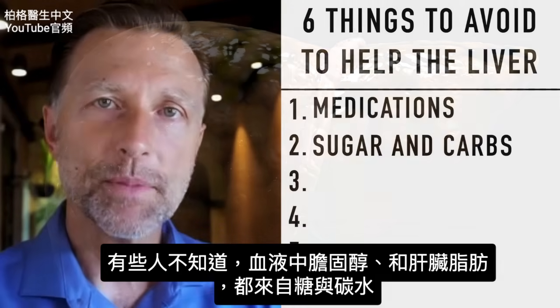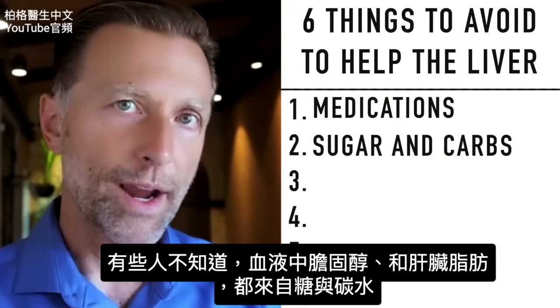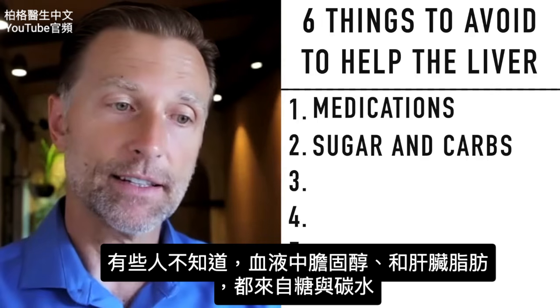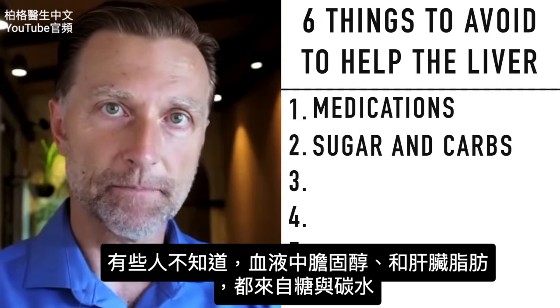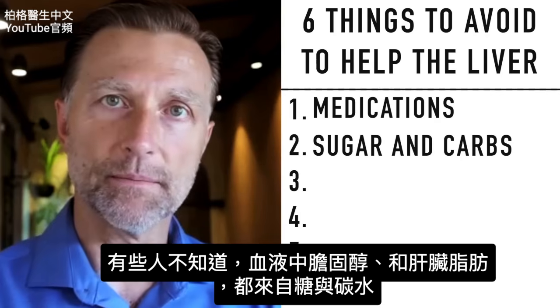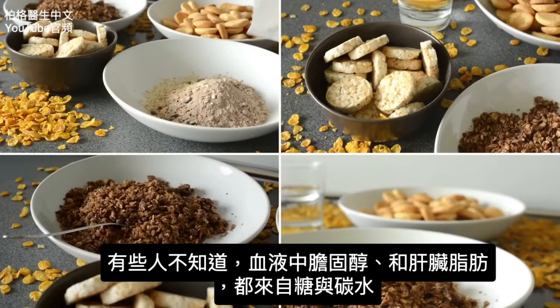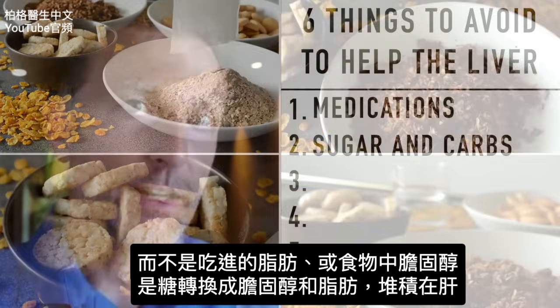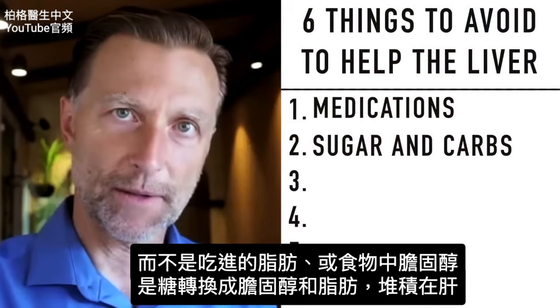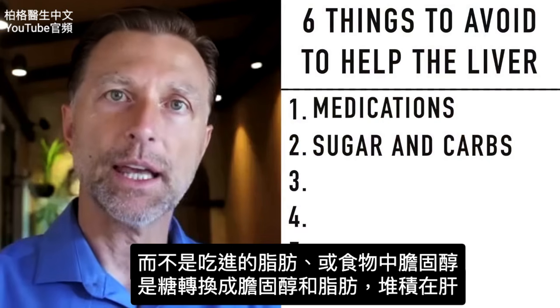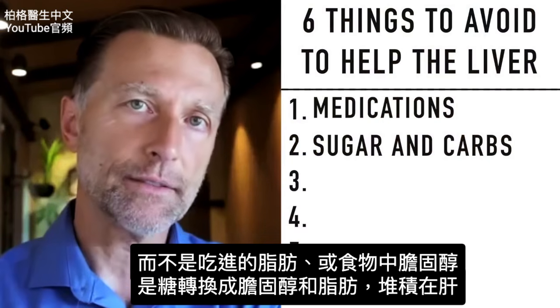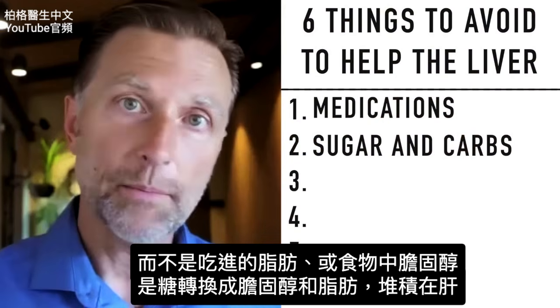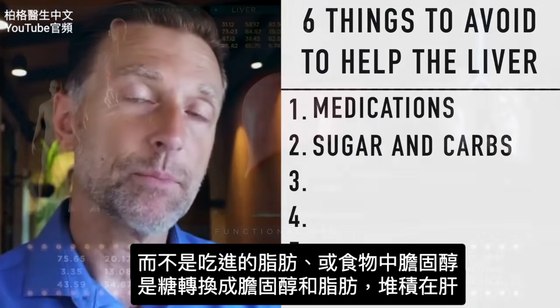And I think some people are not aware of the fact that the cholesterol in their bloodstream and the fat on their liver most likely came from carbohydrates or sugar, and not the dietary fat or cholesterol they're consuming. So sugar gets converted to cholesterol and fat in the body. There's a whole pathway that does this, and it ends up in your liver.